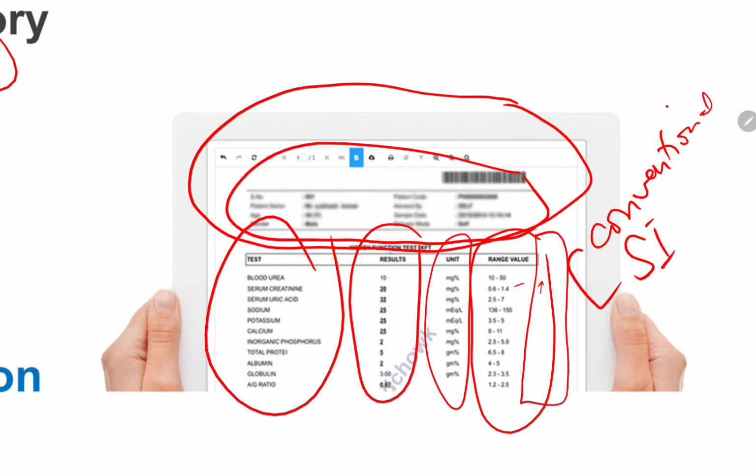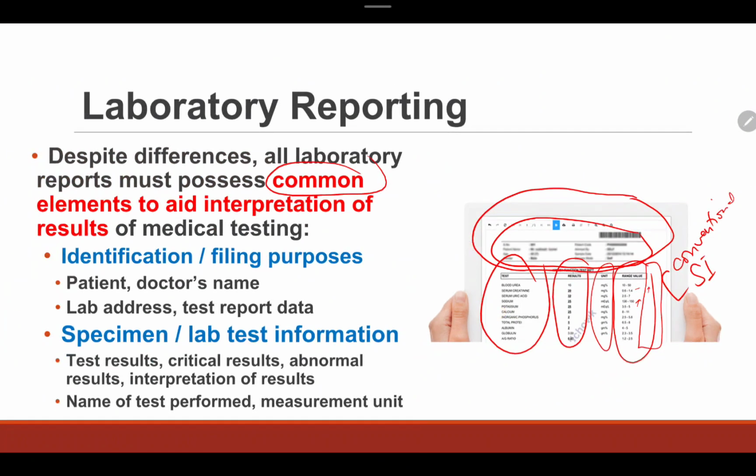Okay? So, meron din siyang result po dito na since mataas ang CREA niya, no? The uric acid is also high. Okay, 32, then 2.5 to 7. Sodium niya, masyadong mababa. Potassium niya, masyadong mataas. Kamatayan na ng pasyente.